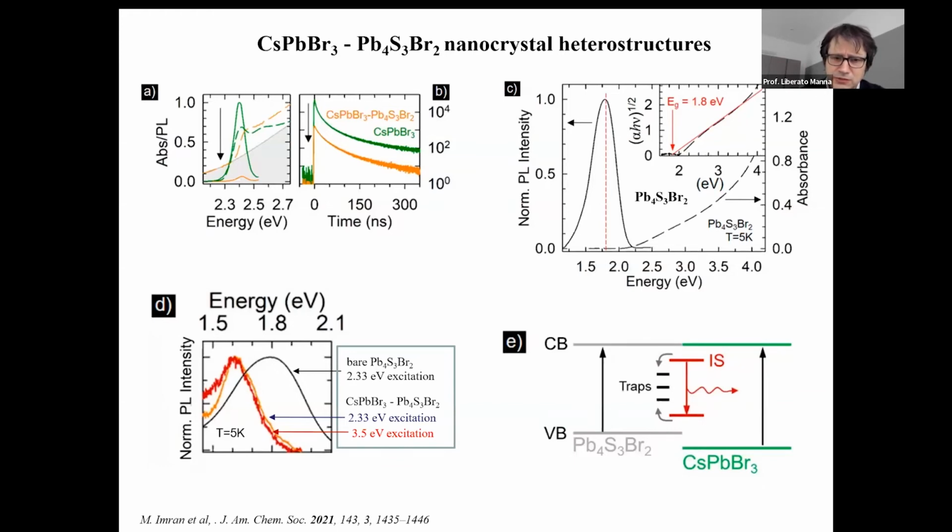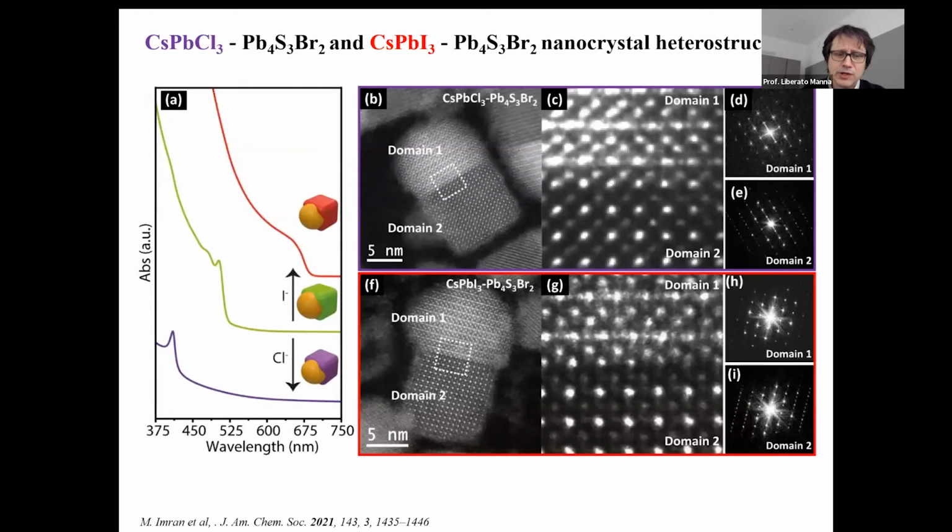So that's why you see this Stokes shift emission. Now, you take this heterostructure, and what you can do is, for example, try to do an anion exchange. So you try to replace the bromide ions with either chloride or iodide ions. It turns out you can do this, but the anion exchange reaction only takes place in the perovskite domain. So basically, in the chalco halide domain, the ions are completely frozen. And so you end up with two novel types of heterostructures, which are also perfectly epitaxial.